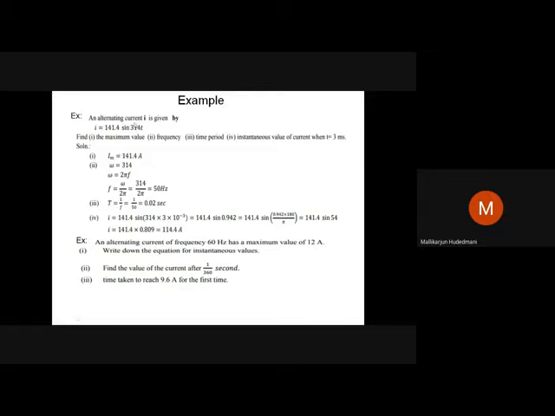An alternating current i is given by i equal to 141.4 sine 314t. This is the instantaneous expression for the wave, which is current by nature. Find the maximum value, frequency, time period, instantaneous value of current when time equal to 3 millisecond is the question. These are the very basic questions on wave and waveform relations.